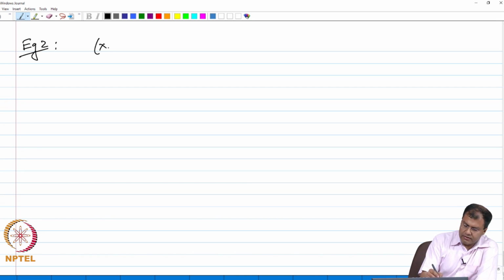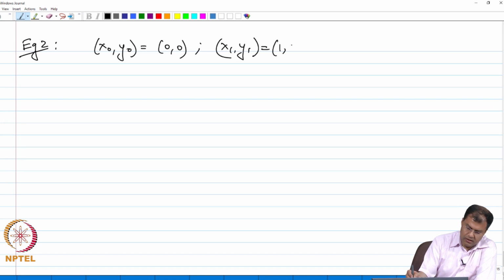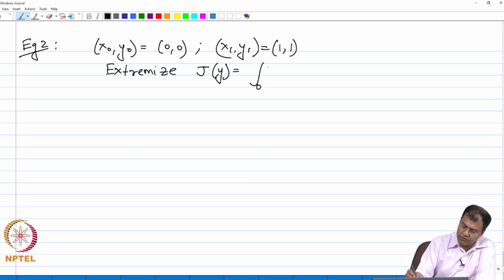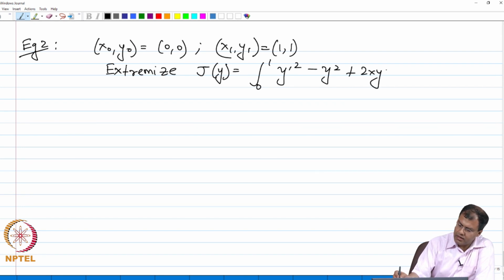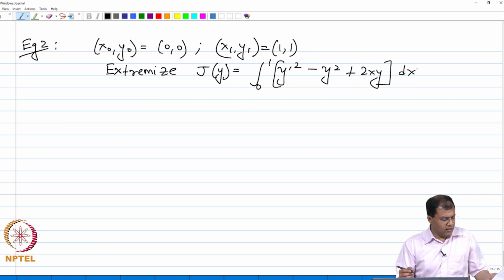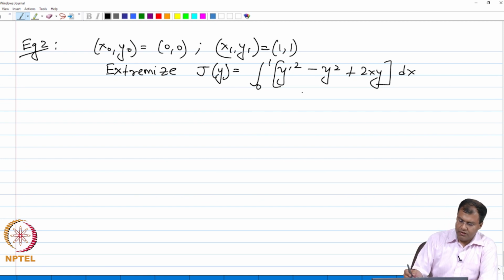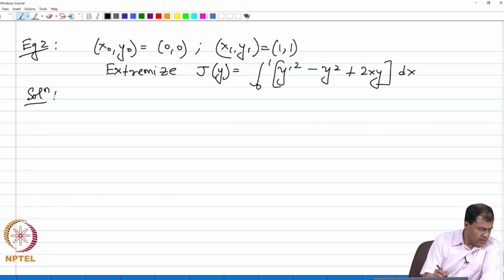We are given, again let us fix the boundary points, let us say x 0, y 0 is 0, 0 and x 1, y 1 is 1, 1, and we have to find the extremal of the functional J of y, which is the integral from 0 to 1 of y prime square minus y square plus 2 x y dx, right. Okay. So, then again we use Euler Lagrange.